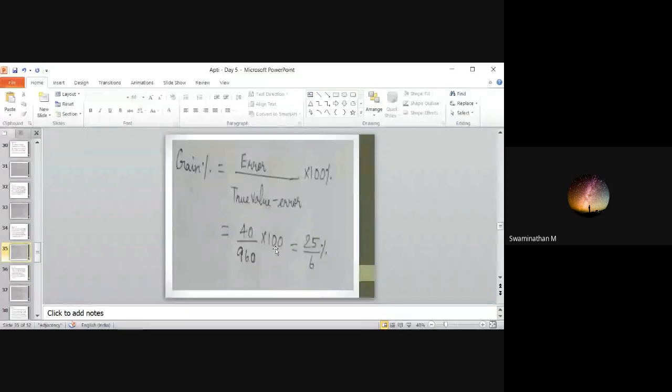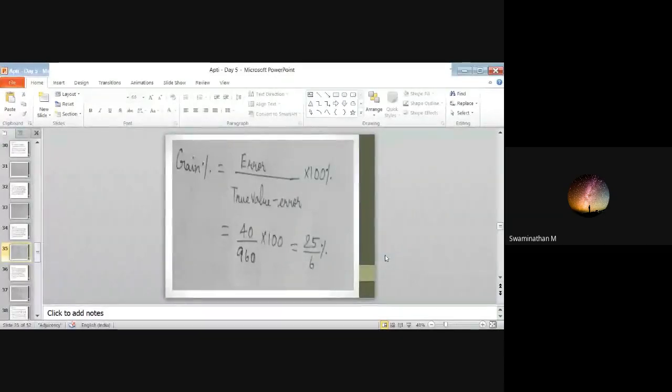So error by true value minus error. So error is 40 grams and true value minus error, so 1000 minus 40, 960. So 40 by 960 into 100. So 25 by 6. So this is around 4.16.